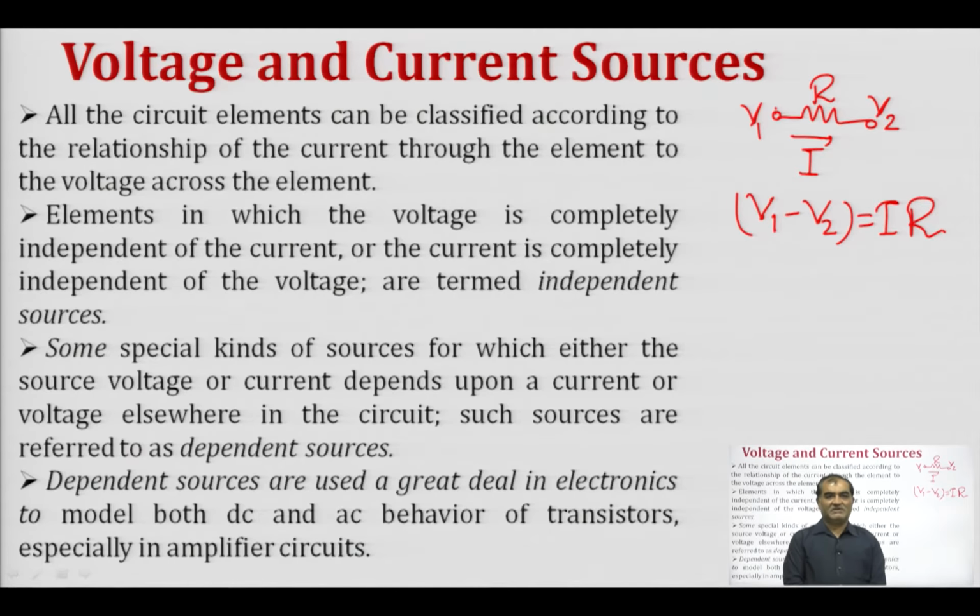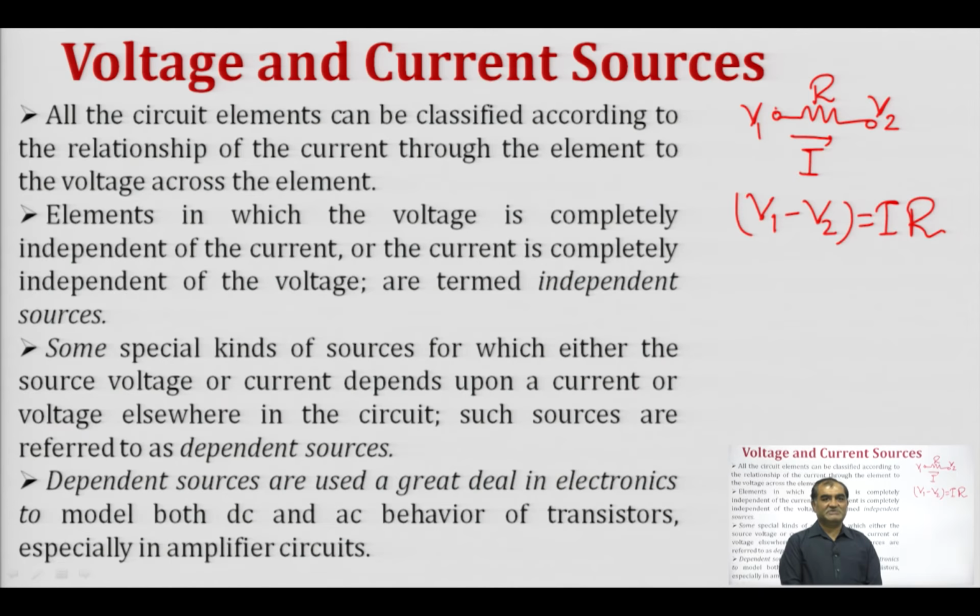So, how can we differentiate between a dependent and an independent source? In case of an independent current source or independent voltage source, the voltage is completely independent of current, that is, no dependence on current, and in case of current, it is independent of voltage, that is, no dependence on voltage. But in case of dependent sources, it is just the opposite: the voltage will depend on some current somewhere in the network, and similarly for a dependent current source, it will depend on some current or voltage somewhere in the network.